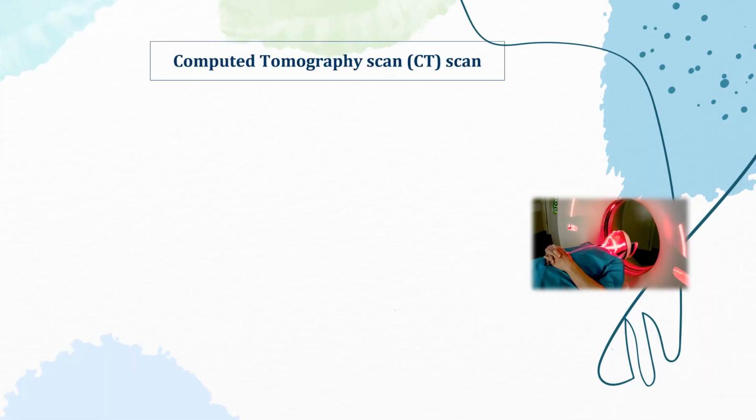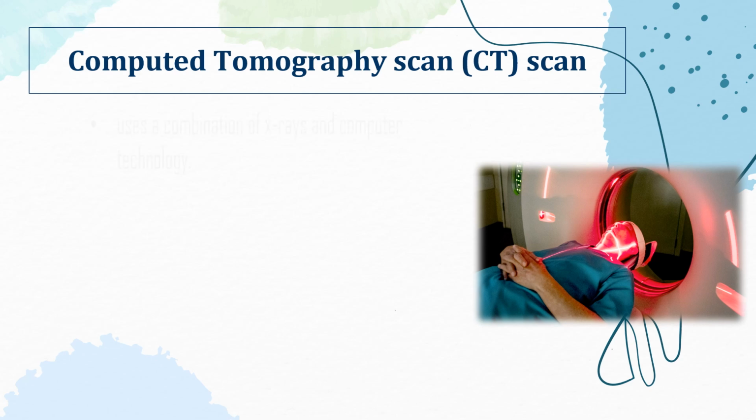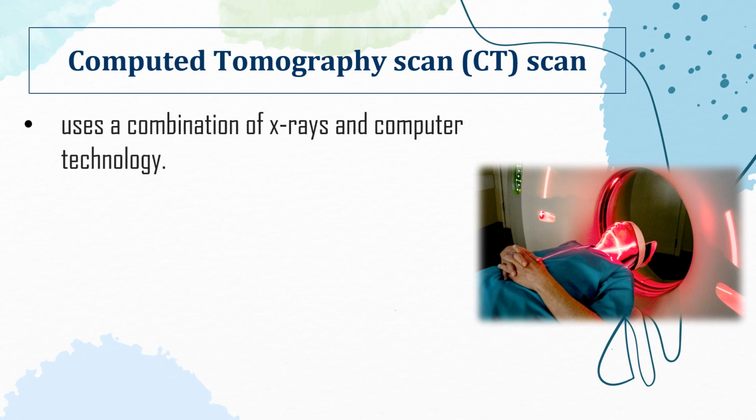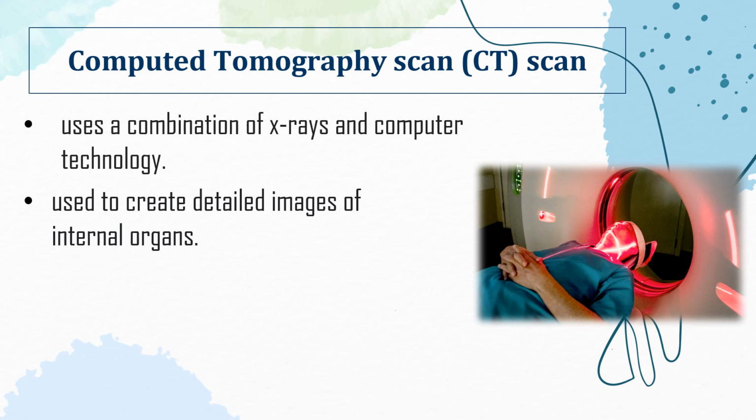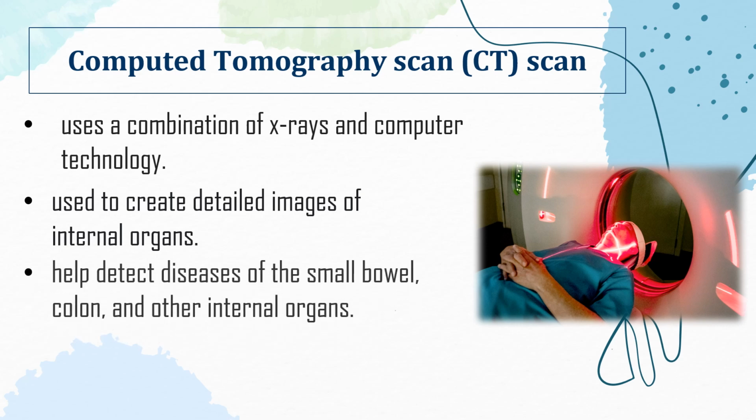Moving on to the computed tomography scan or CT scan. It uses a combination of X-rays and computer technology to produce cross-sectional images, often called slices, both horizontally and vertically of the body. The computed tomography is a diagnostic imaging test used to create detailed images of internal organs. The doctor uses this to help detect diseases of the small bowel, colon, and other internal organs. It is often used to determine the cause of unexplained pain.